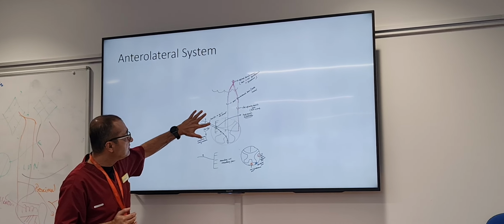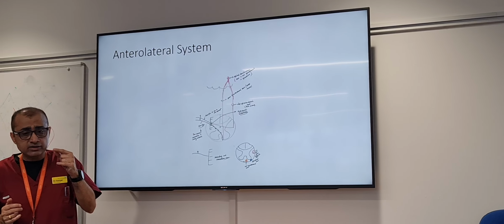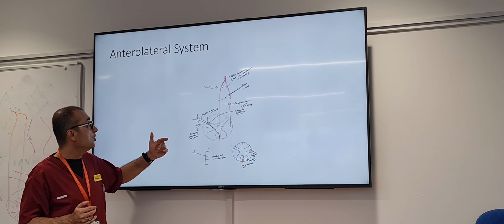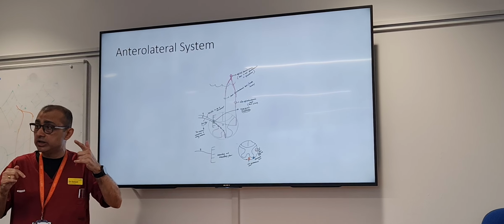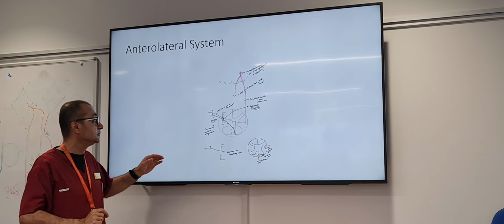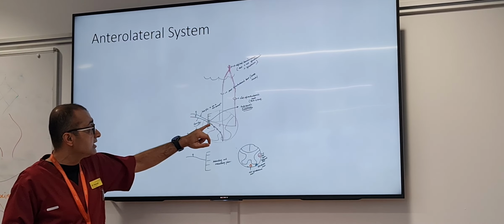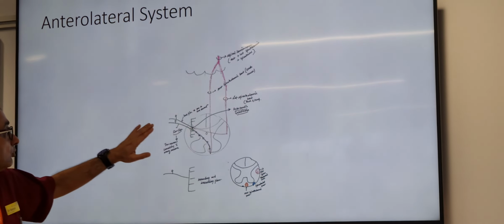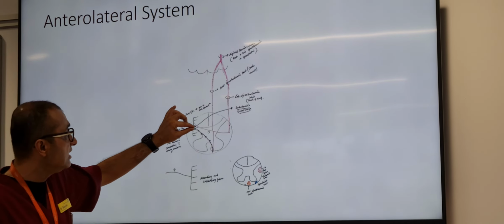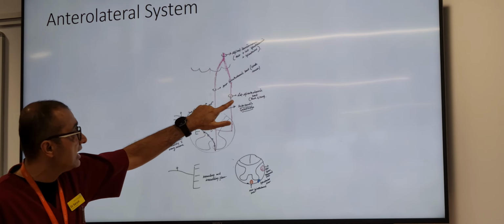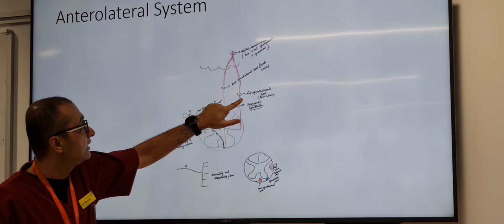Now when these fibers are coming, they can relay at the same level, or they can go up or down to relay. Okay, they might not relay at the same level. So that's very important to know. And as soon as they relay, they cross and then they will go up. But when they are relaying and crossing, they can produce anterior as well as lateral spinothalamic tract.